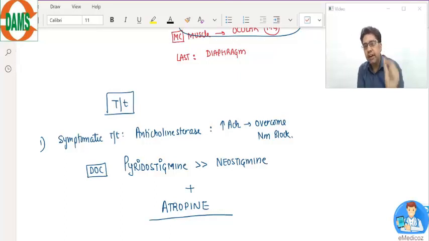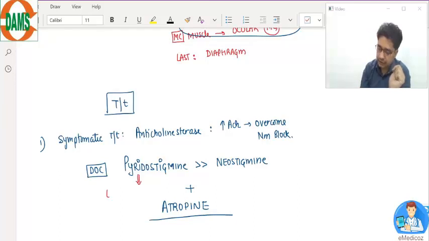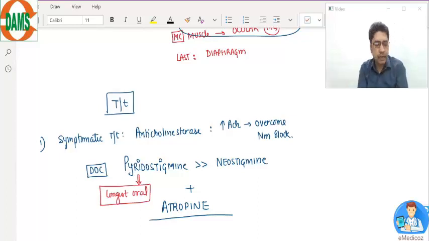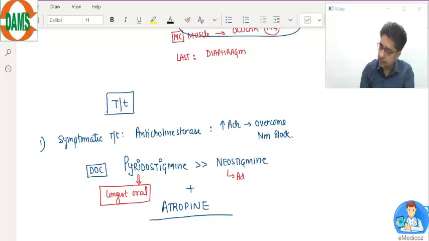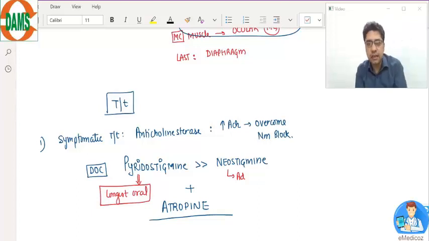Now the reason pyridostigmine is given is because pyridostigmine is the longest acting oral drug. That is why pyridostigmine is more preferred. But there is one advantage of neostigmine. Neostigmine can be given by injection also. If a person cannot take a drug orally, then you can give neostigmine to your patient. Okay. Now, keeping this in mind, let's talk about the treatment of myasthenia gravis.